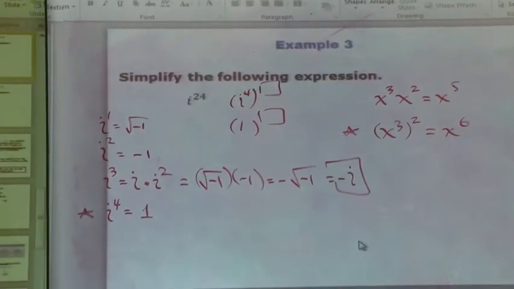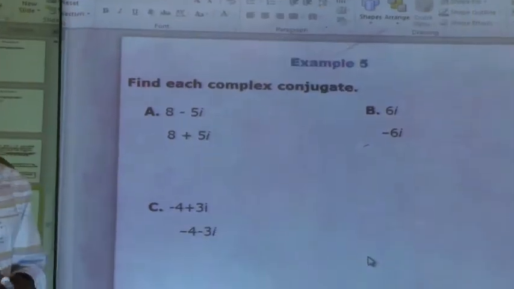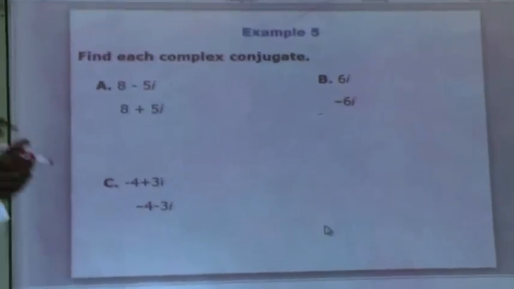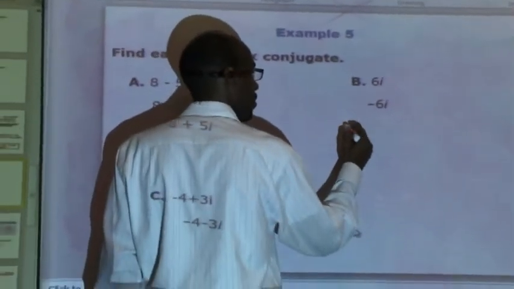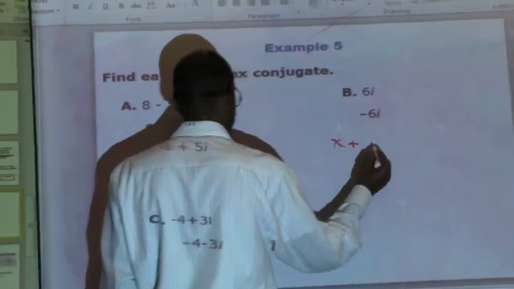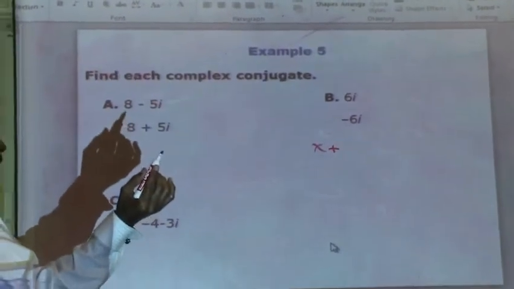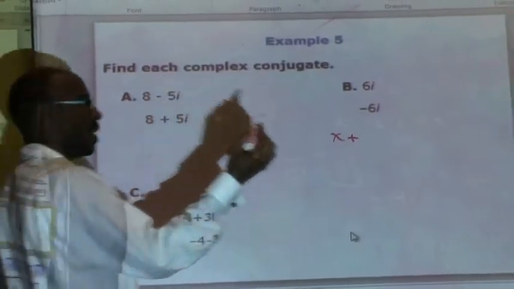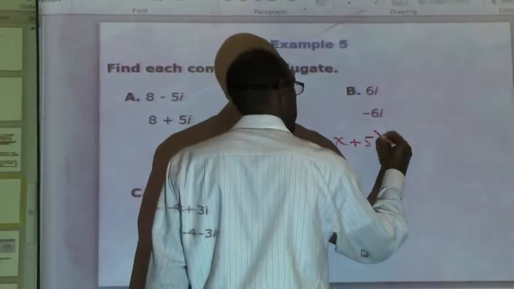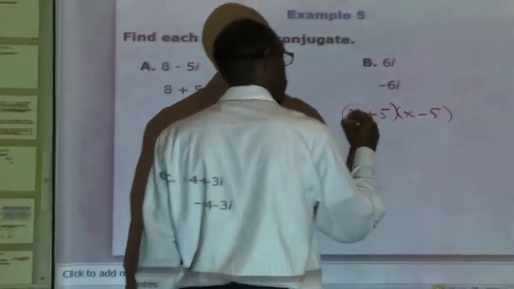This guy, let me remind them that they've done this before. Here it comes. X plus 5 times X minus 5. I'll let them have the FOIL.